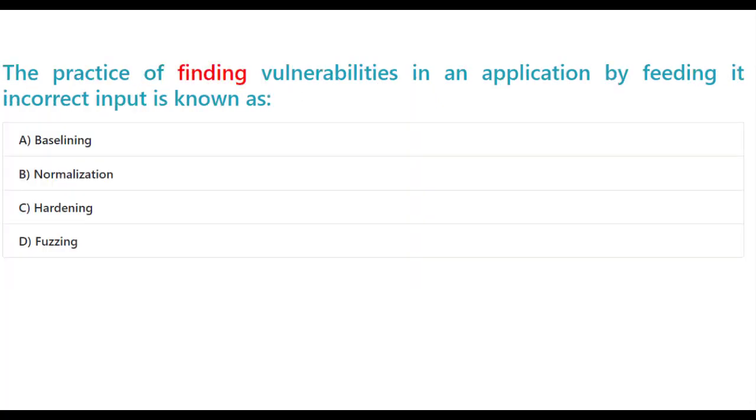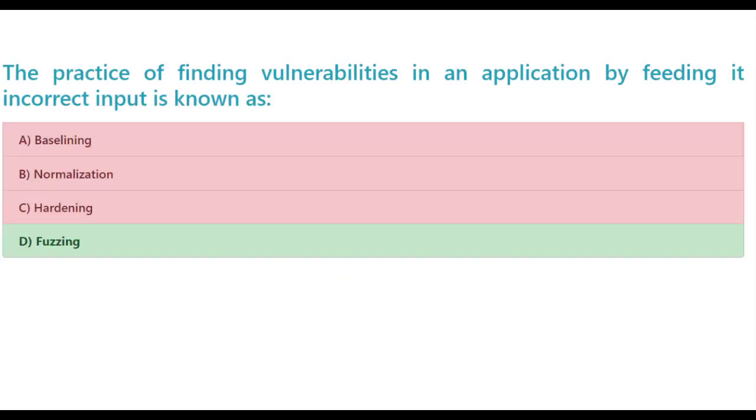The practice of finding vulnerabilities in an application by feeding it incorrect input is known as A. Baselining, B. Normalization, C. Hardening, D. Fuzzing. The correct answer is D. Fuzzing.